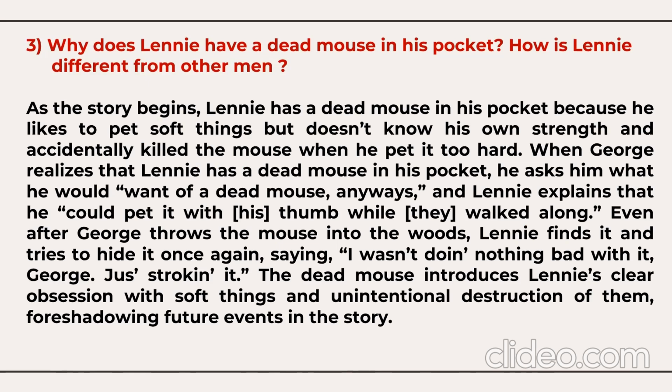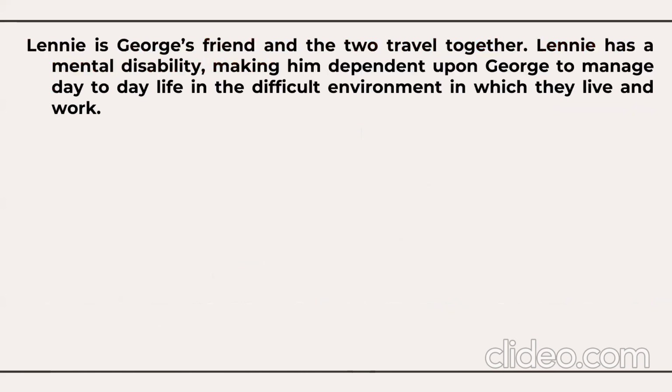When George realizes that Lenny has a dead mouse in his pocket, he asks him what he would want a dead mouse for anyway. Lenny explains that he could pet it with his thumb while he walked along. Even after George throws the mouse in the woods, Lenny finds it and tries to hide it once again, saying, "I was not doing nothing bad with it, George, just stroking it." The dead mouse introduces Lenny's clear obsession with soft things and the unintentional destruction of them, which foreshadows future events in the story.